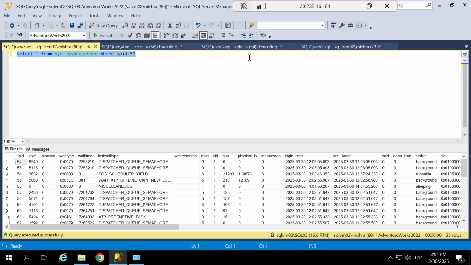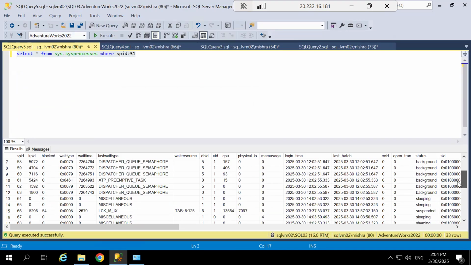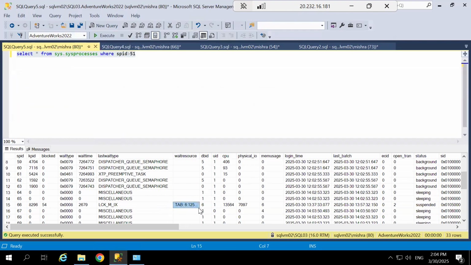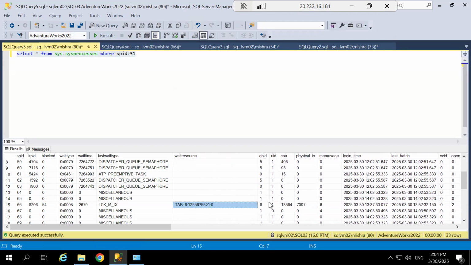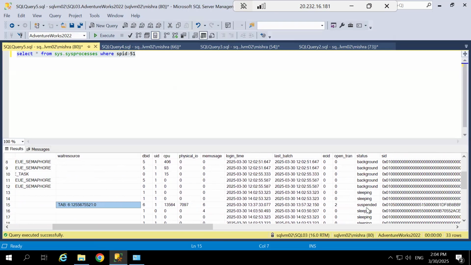So one is 54. 54 is in runnable state. The time at which we executed, it was in runnable state, not in running state. And 66 should be in suspended state. 66, you see here, it was waiting on this table, right? It is in suspended state.